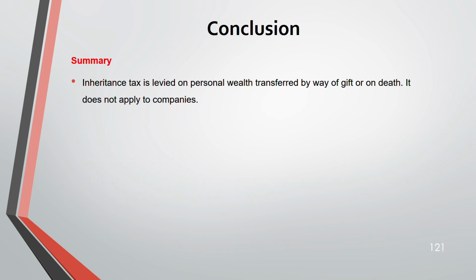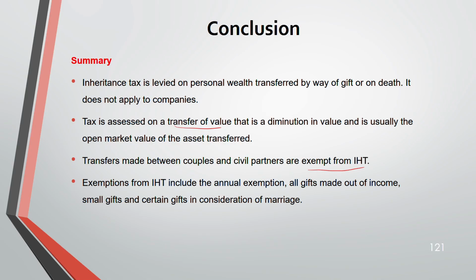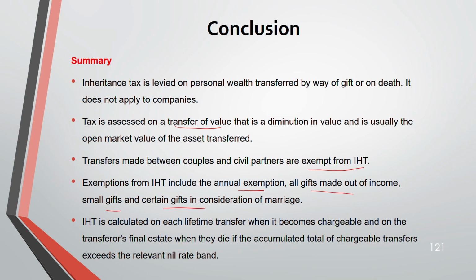Then let us summarize. Inheritance tax is levied on the personal wealth that is transferred by way of gift or on death. It does not apply to companies. Second, the tax is on transfer of value. And transfers made between spouses are exempt from IHT. Exemptions from IHT include annual exemption, gifts made out of income, small gifts, and certain gifts in marriage. And IHT is calculated on each lifetime transfer. And it becomes chargeable on the transferor's estate when they die, where we calculate the total of all the chargeable transfers minus your nil rate band.